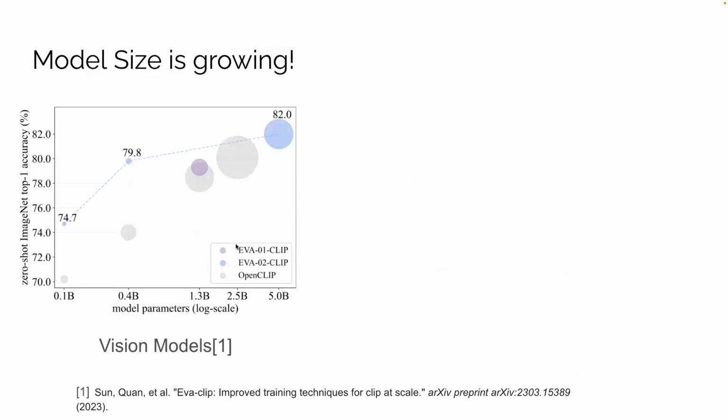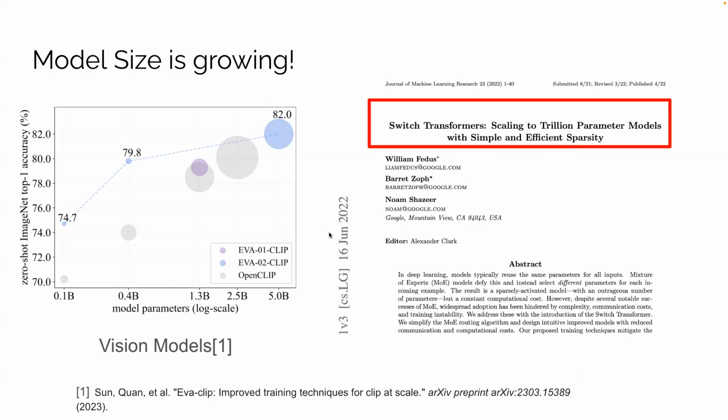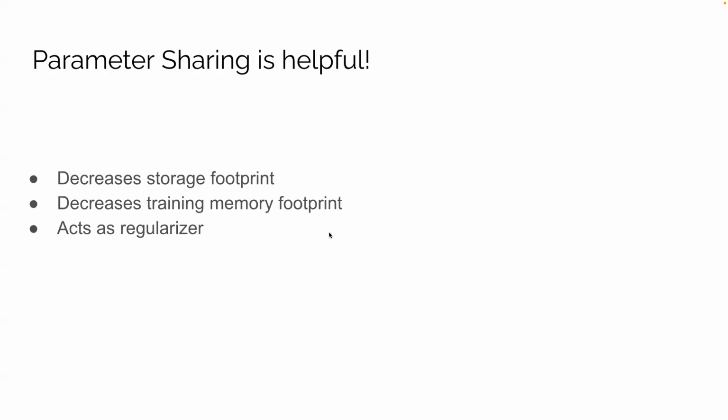As we all know, model sizes are growing. Vision models, such as EvaClip, have exceeded 5 billion parameters, while large language models, such as switch transformers, have exceeded 1 trillion parameters. This creates big challenges. Models become difficult to store, and the training memory footprint makes it difficult to fit in the memory provided by GPUs.